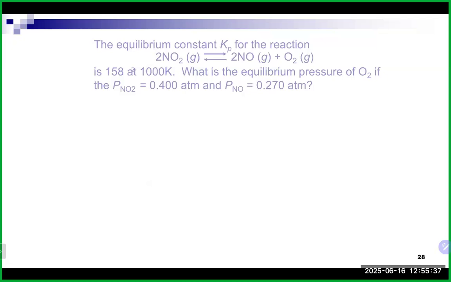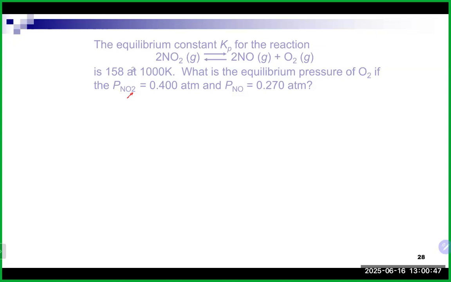Let's try another one here. The equilibrium constant Kp for this reaction is 158. We're actually looking for an equilibrium pressure of O2 in this case, if the equilibrium pressure of NO2 is 0.4 and NO is 0.27. So let's see what you come up with. I'm not sure if on your notes that 2 is there or not. If it isn't, you might want to add it. Okay, so let's take a look, see how you're doing.